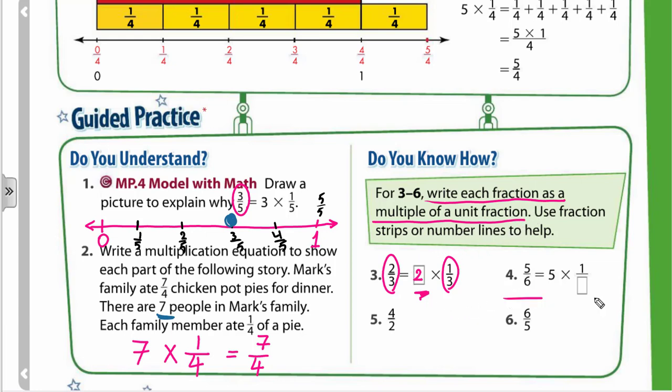Question number 4. 5 multiply 1 equals 5 over 6. What should I write? 6. Oh, that's what I want. I should write here 6. That's it. And why should we write 6? Because we need a unit fraction. So 1/6 is the unit fraction, and we need how many 1/6 to make 5/6? We need 5. So that's why we have this 5. Okay, thank you, Danielle. Great work.